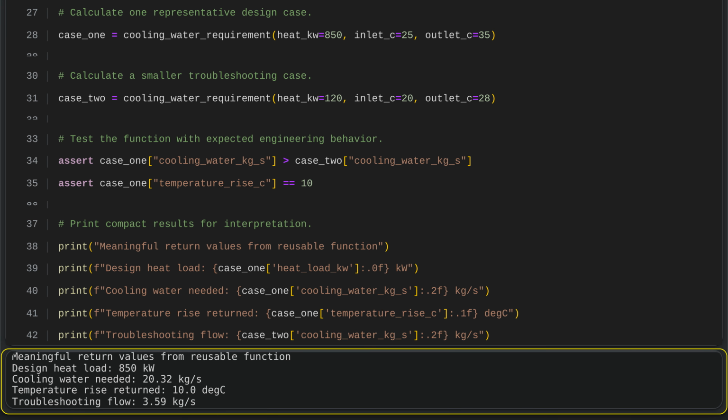This script estimates the cooling water flow needed for a heat exchanger from the heat load and water inlet and outlet temperatures. It validates that the outlet temperature is higher, then uses water heat capacity to calculate the required flow and temperature rise. It compares a higher load design case with a lower load troubleshooting case, confirming that the design case needs more cooling water and that the temperature rise is as expected. The printed results give the key engineering values for both cases.